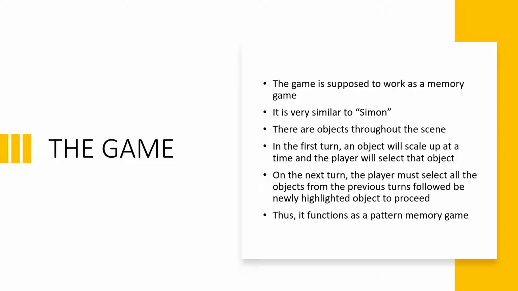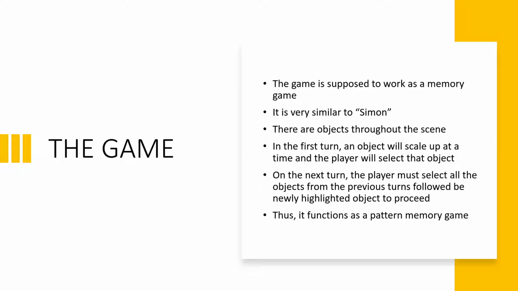there are different objects, and in each turn an object highlights, and you have to select all the objects along with the current one. So let's say you have five objects named 1, 2, 3, 4, and 5. In the first turn, the first object will light up or increase in scale or something to indicate to the player that this is the object they have to select. The player selects that object and moves on.